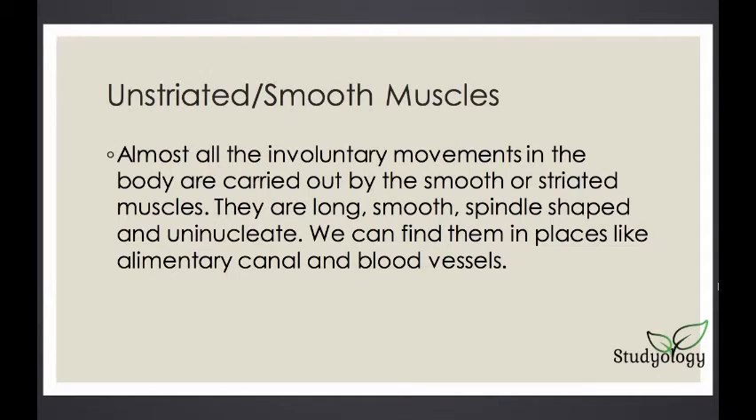So they are long, they are smooth, they're spindle shaped, and they're uninucleated. So these types of muscles are long, they're smooth in texture, they're spindle shaped, or you can say needle shaped, and they are only uninucleated, in the sense they're only having one nucleus, and we can find them in places like the alimentary canal or the blood vessels. Let's move on.